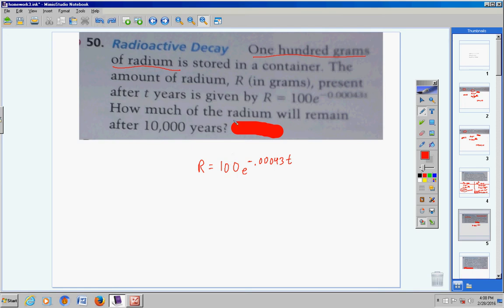Okay, so what do they want us to do? They want us to state how much radium is left after 10,000 years. So that means we're going to put 10,000 in for T. That's all we're going to do. So where the T is right here, I'm simply going to put 10,000. That's a long time, and there will still be some radium left over. First of all, you take negative 0.00043 times 10,000, and you'll come up with negative 4.3.